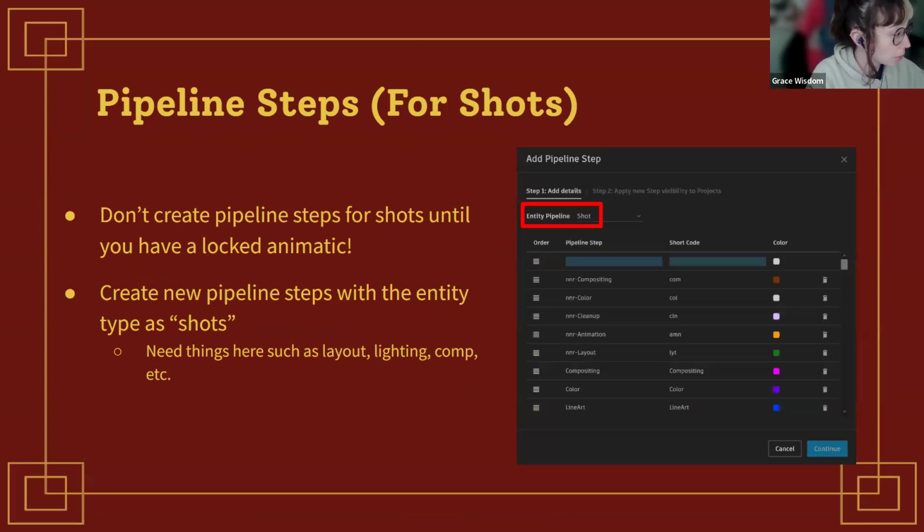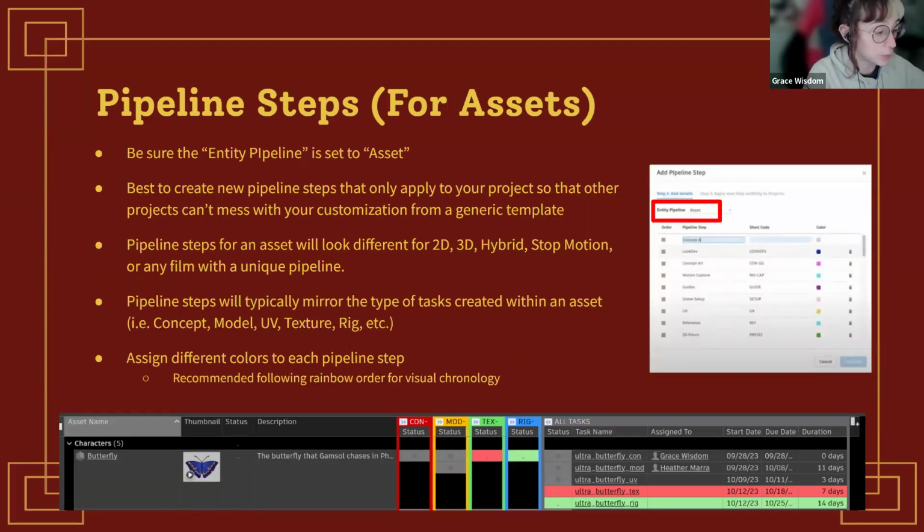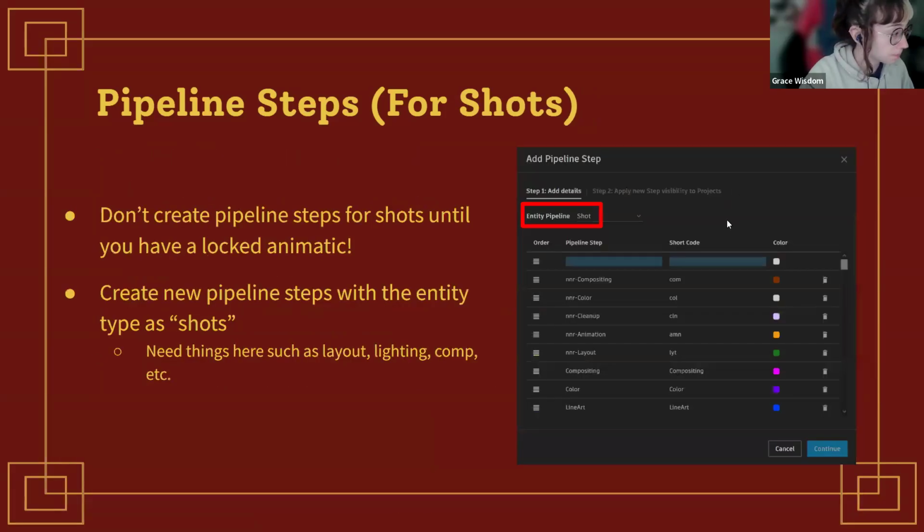So this is for assets specifically, setting up pipeline steps for assets. And when you go to add a pipeline step, make sure that when you're doing it for an asset, it's set to asset at the top when you do that.